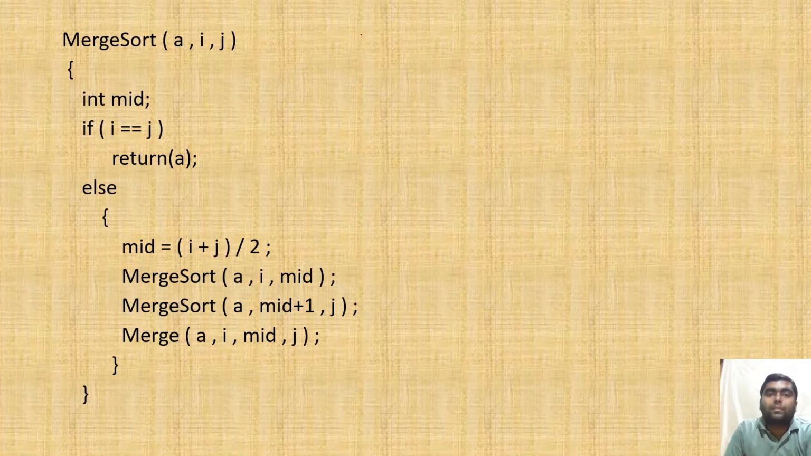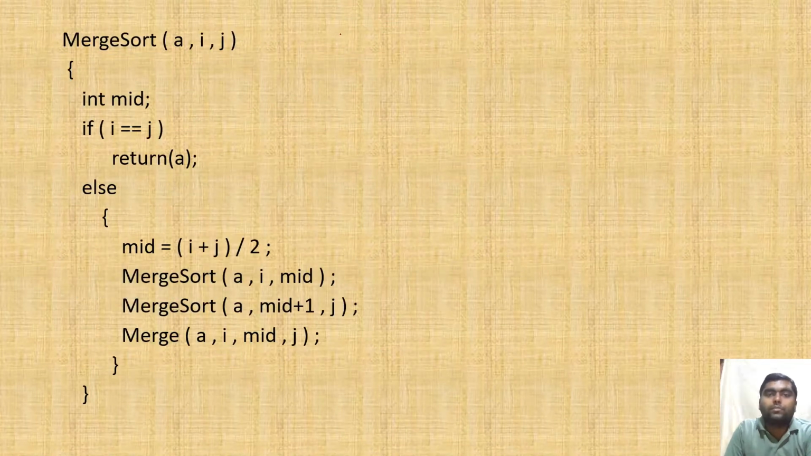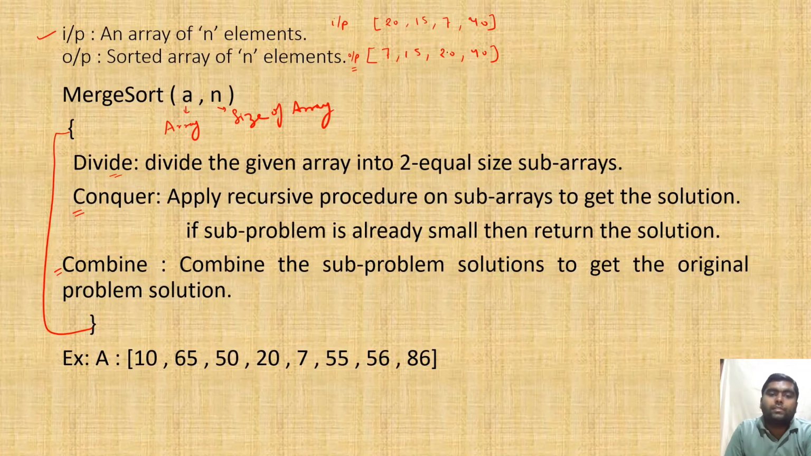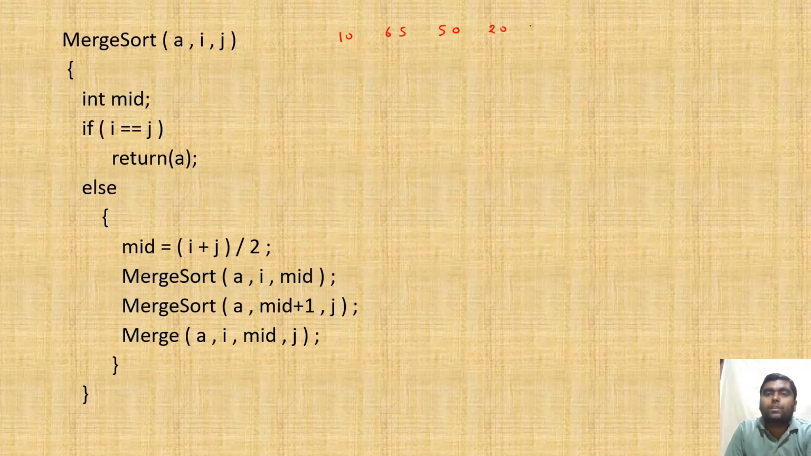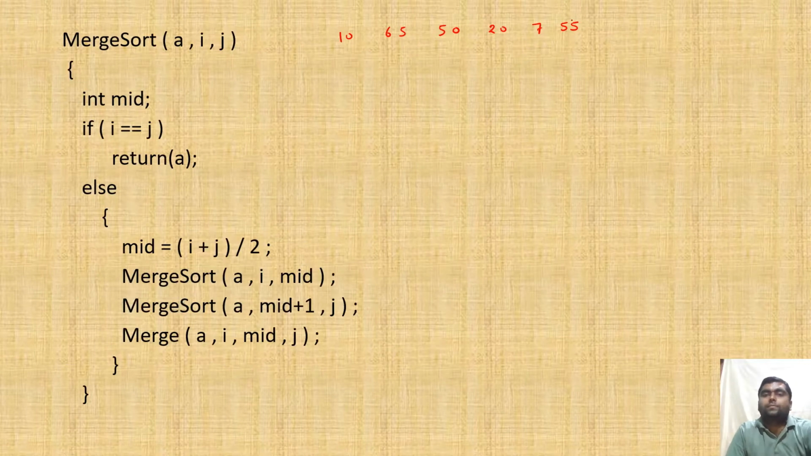So this is nothing but the size of the array. This is the algorithm, I will show you, don't worry. The array is 10, 65, 50, then 27, 55, then after that 56 and 86. Okay, so what are the indexes? Let us first draw it completely.